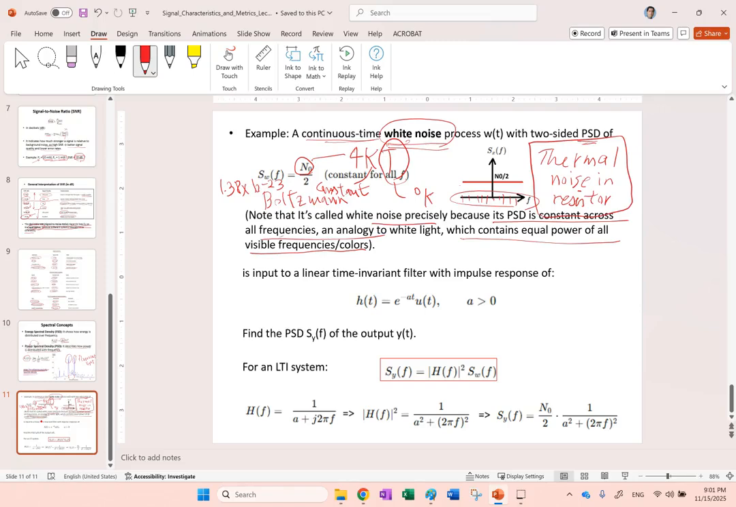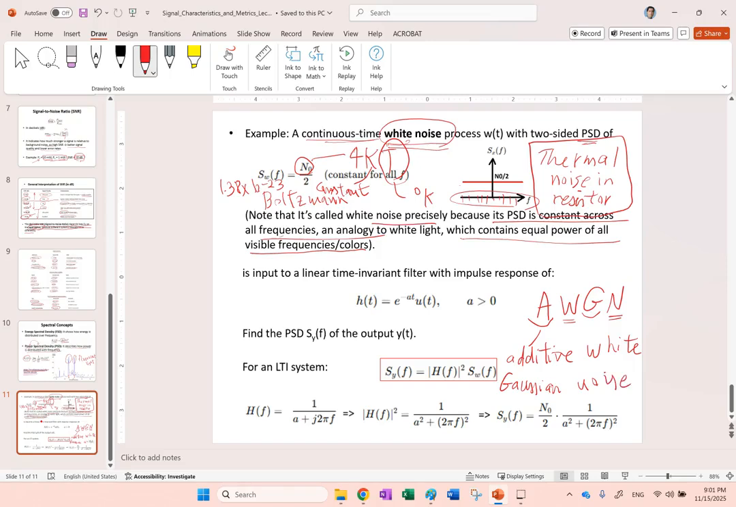So this is one example in real life where you get something close to white noise. Another thing I have to briefly mention is that many times you hear the word AWGN. What is this? W is white and N is noise, but there are two extra things added to it. One of them is A, which means additive, and one is G, which means Gaussian. So this is additive white Gaussian noise.